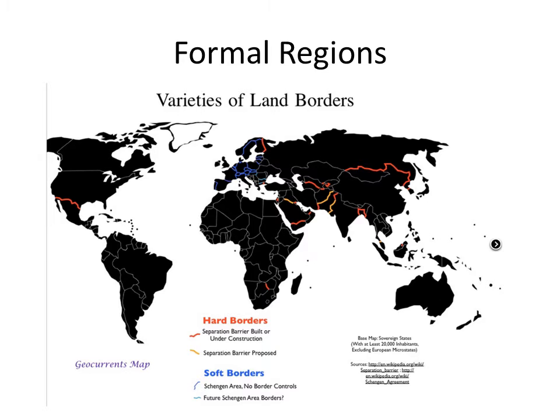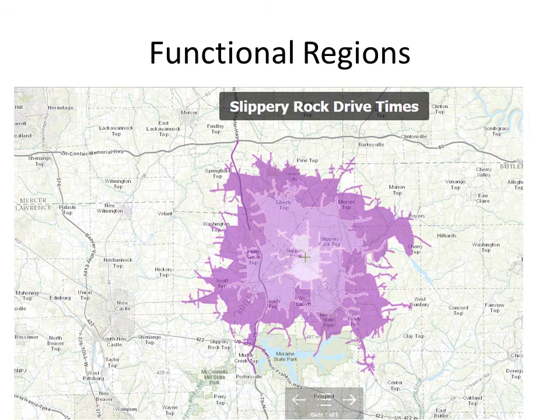So formal regions are these things that we use to define our world in terms of geopolitical boundaries. We can also think, though, about functional regions. And the easiest way I want you to think about functional regions is to describe it in terms of relationships across space to a central point or function, if you will.